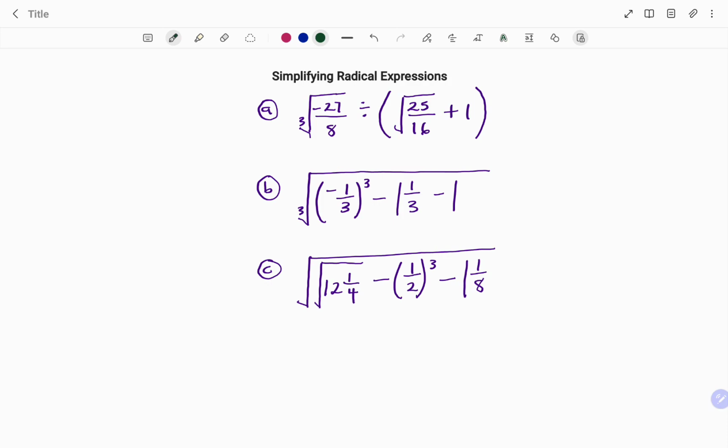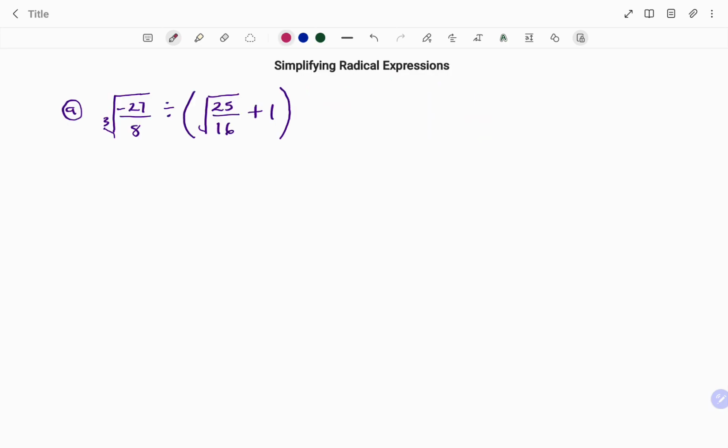In the first example, I have cube root of minus 27 over 8 divided by, open bracket, square root of 25 over 16 plus 1, close bracket. Because I have more than one operation, I'm going to follow the order of operations using BODMAS. In BODMAS, I will start with my bracket and so on. So going back to the expression, I will leave my root as it is.